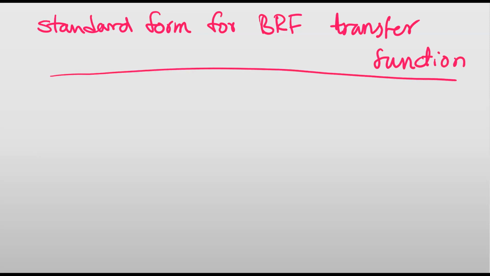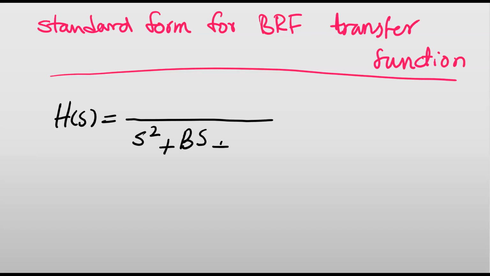If we have a transfer function which has a second order polynomial in the denominator, then we can say that it's probably referring to a band reject or a band pass filter. So having a second order polynomial in the denominator will show us that we are looking at a band pass or band reject filter. So s squared plus beta s plus omega naught squared in the denominator.